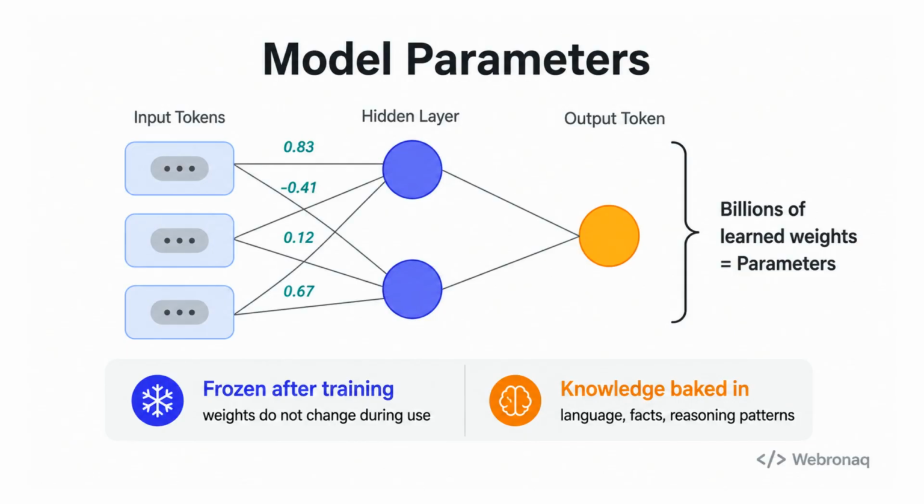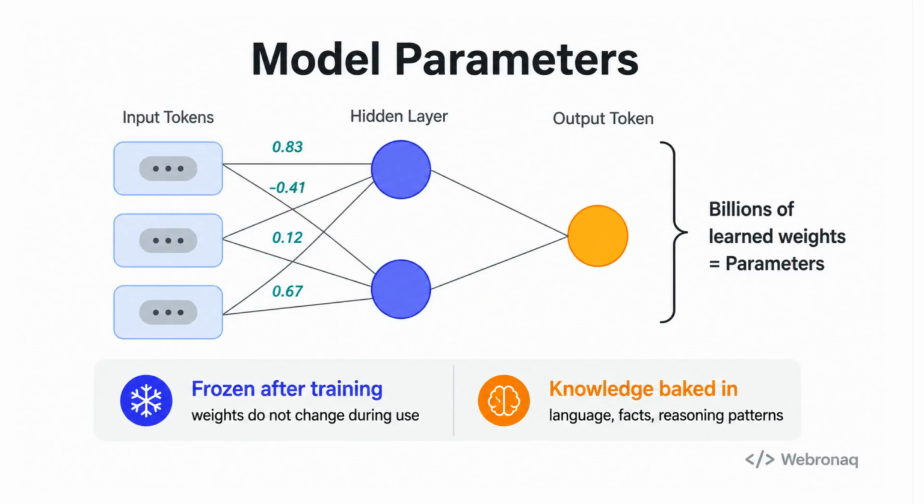Everything the model knows, its grammar, its facts, its reasoning style, is encoded in those frozen numbers. That is what people mean when they say knowledge is baked in at training time. Up next, let us look at exactly how that baking process actually works.